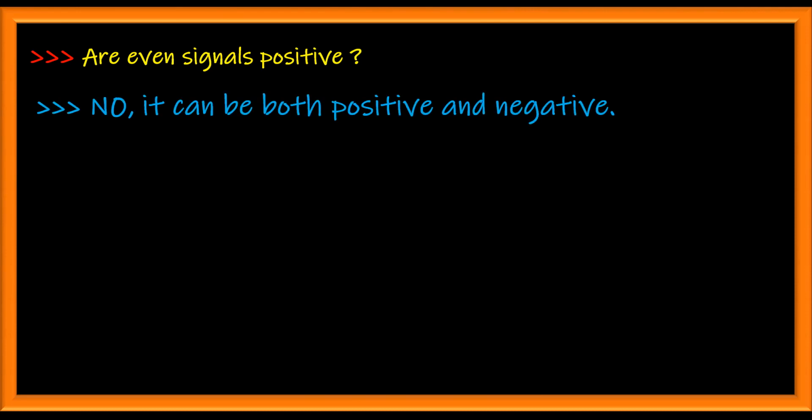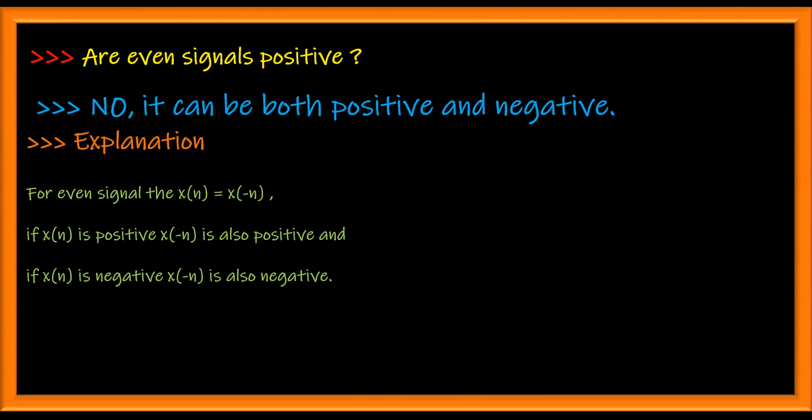Are even signals positive? No, they can be both positive and negative. If your x of n or your input signal is positive, then your x of minus n is also positive, giving a positive even signal. But if your x of n is negative, x of minus n is also negative, giving you a negative even signal.